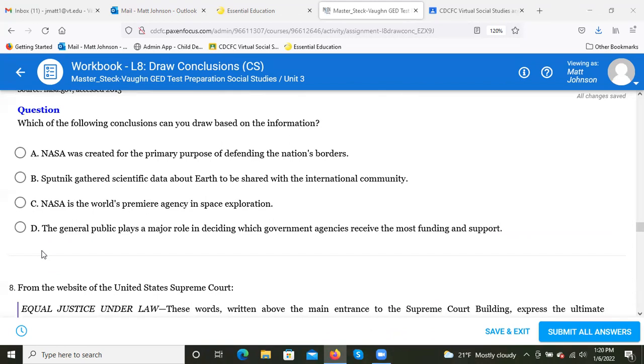Question 7. Which of the following conclusions can you draw based on the information? A. NASA was created for the primary purpose of defining the nation's borders. B. Sputnik gathered scientific data about Earth to be shared with the international community. C. NASA is the world's premier agency in space exploration. D. The general public plays a major role in deciding which government agencies receive the most funding and support.